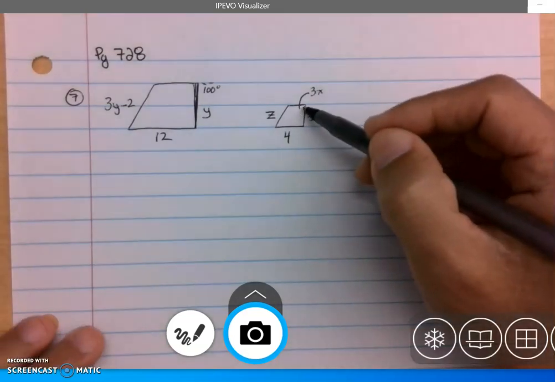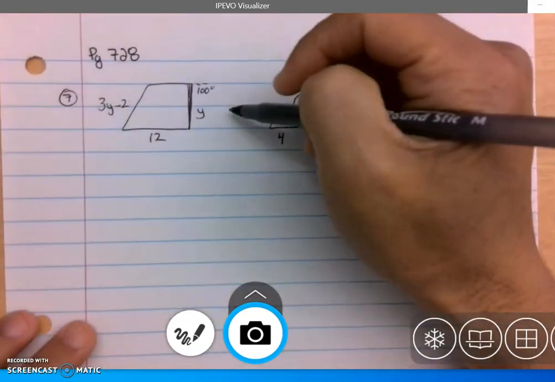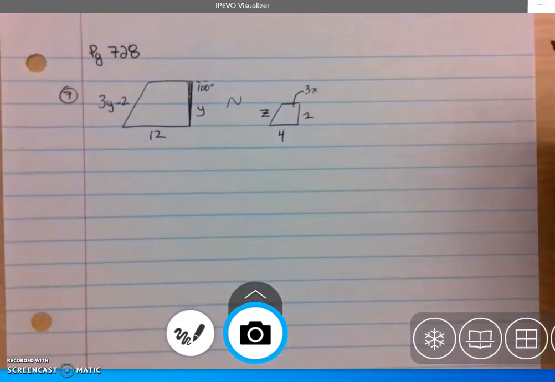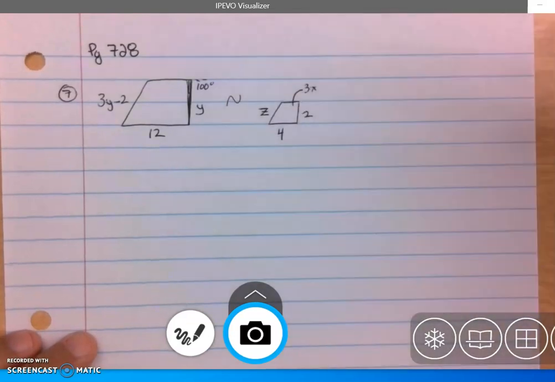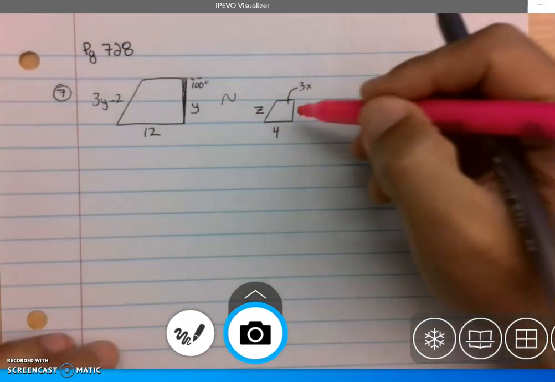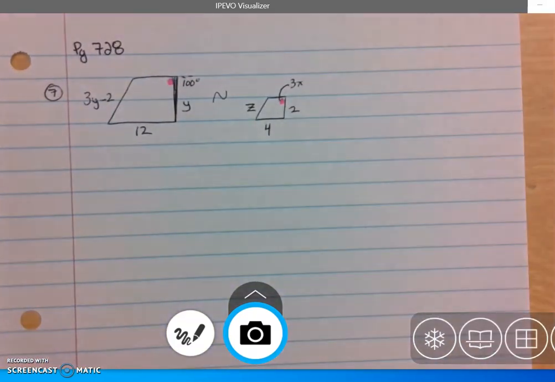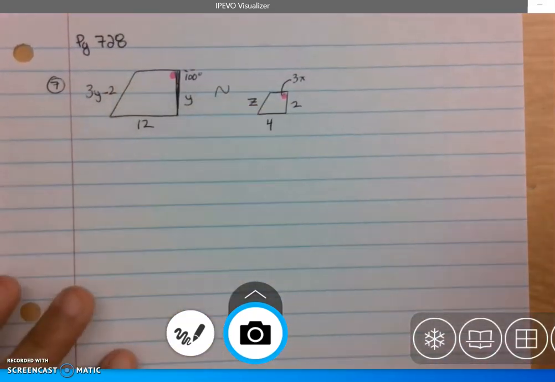For x, these are angles, and first of all, these are two similar figures. These look like trapezoids, but they're similar trapezoids. Angles are flat out the same, so this angle right here, the 3x, is exactly the same as this angle here. Even though the figure is bigger, the angles are still the same.